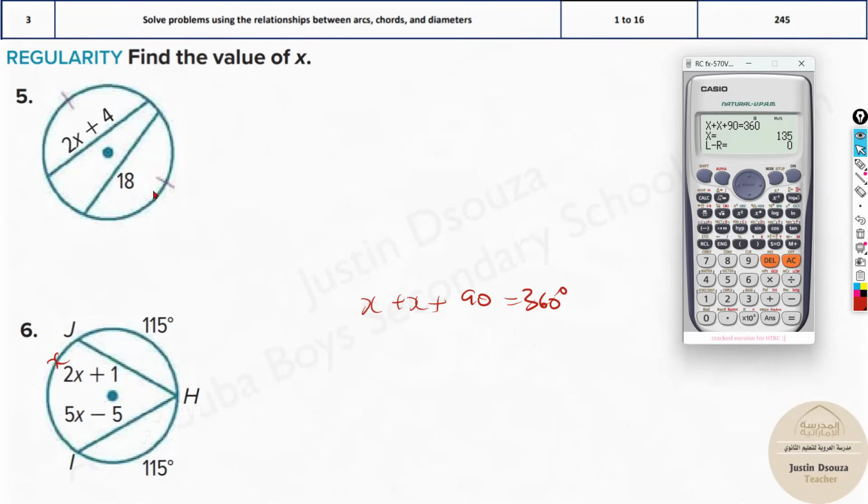Now here as well, since we know these arcs are equal, so these both must be equal. You can type it out in the calculator as it is. 2 alpha x gives you x variable plus 4 must be equal to, by alpha and calc, that is 18. Shift and solve, the x value is 7 here.